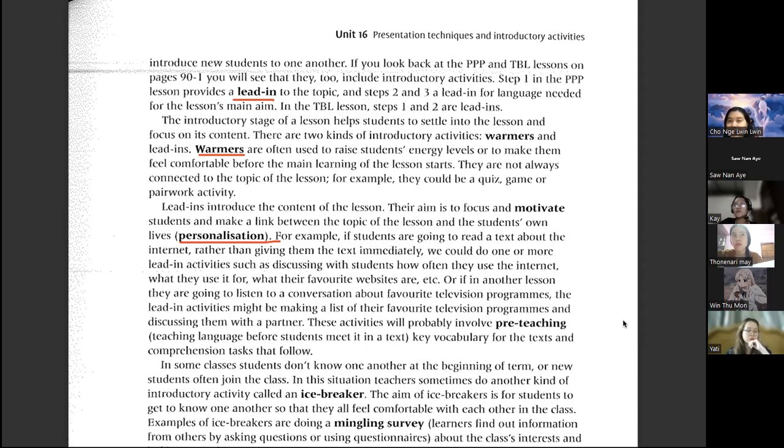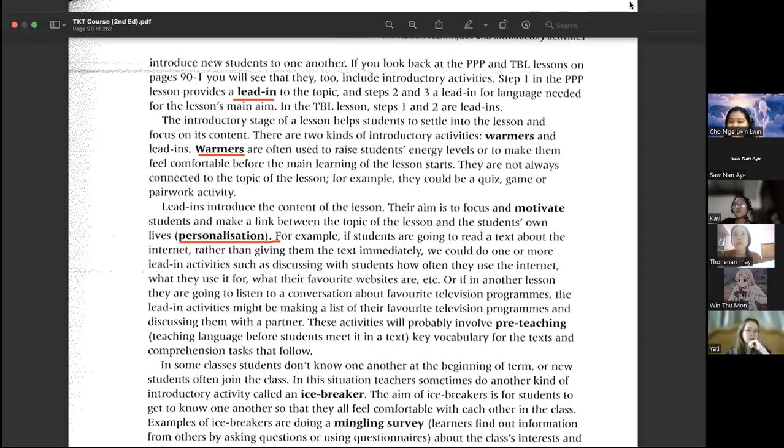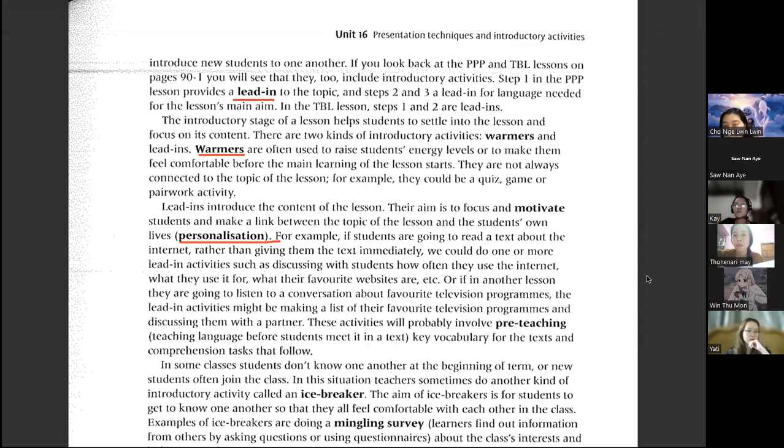Will plus verb 1. How will you use your personalization technique? Will plus verb 1. Yes.